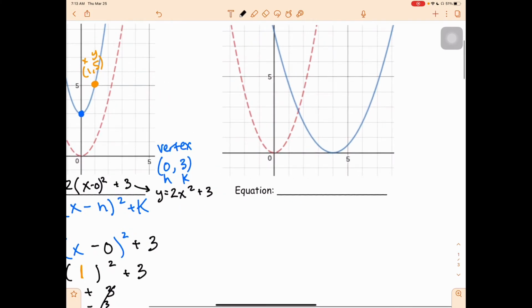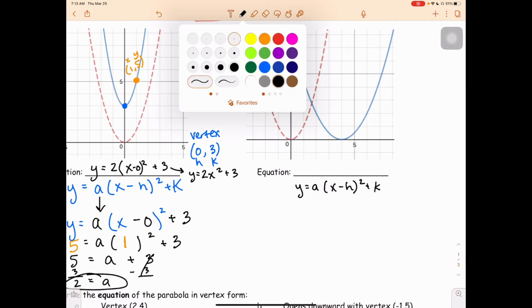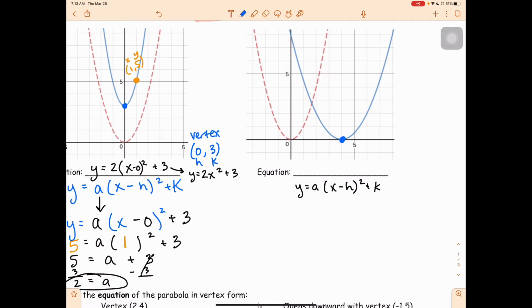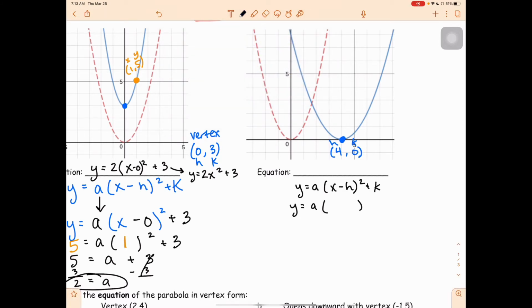This one looks like it got a little bit wider as well. Okay, so let's just write out the basics. So y equals a times x minus h squared plus k. So let's find our vertex. It's right here. So this vertex is 4, 0. So we shifted to the right 4. Okay, so this is my h, k. So here I have y equals a times x minus blank squared. My h is 4, so x minus 4 plus 0 here.